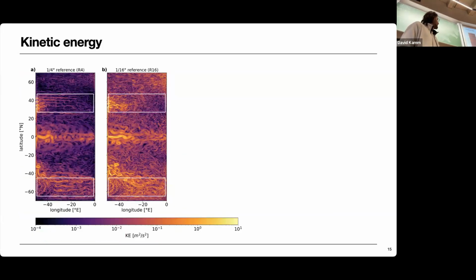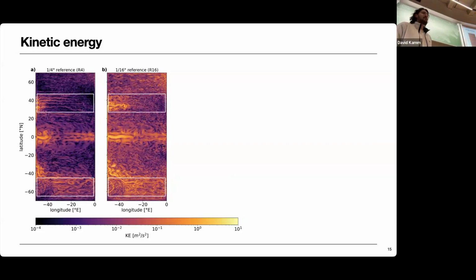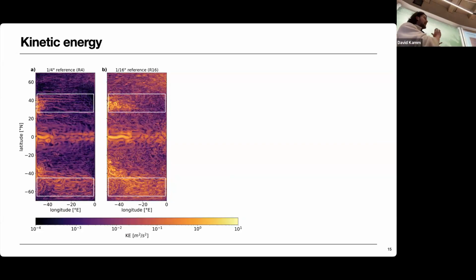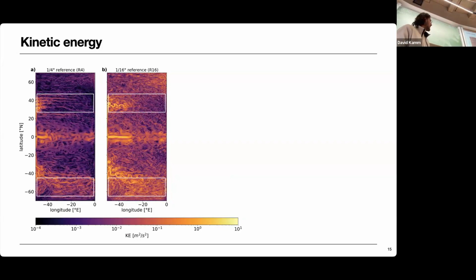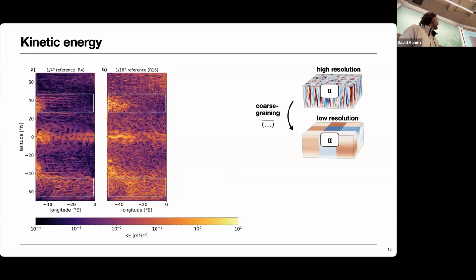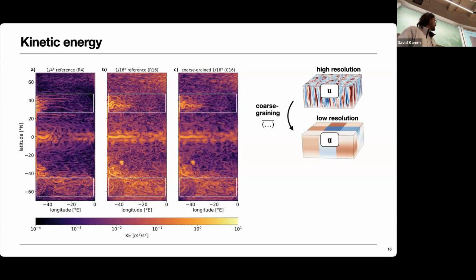Then how do the simulation results look? So these are now snapshots of surface kinetic energy for the eddy permitting regime on the left, and then the eddy resolving regime on the right. And what we can do then, as we mentioned, is coarse grain the high resolution velocity fields to the low resolution and get this picture on the right.